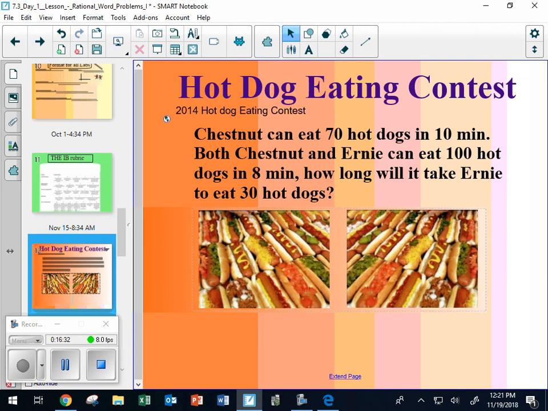There was a hot dog eating contest in 2014, and there were the first and second place people whose last names were Chestnut and Ernie, who were able to eat hot dogs in a specific amount of time. See if you can figure out this one by yourselves based off of what we just did. And I will give you time to do so.